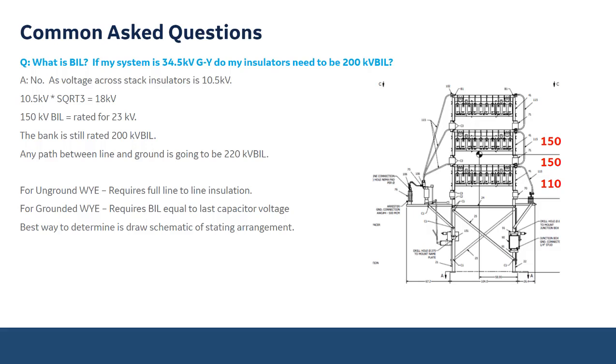In this example here, the base insulators are only rated for 110, but that is still allowable on a grounded Y system, where every insulator doesn't have to be truly rated at 200 kV BIL. An ungrounded Y bank requires the full line-to-line insulation, but a grounded Y requires BIL equal to the last capacitor voltage. The best way to make that calculation is to draw a schematic of the starting arrangement and go through each capacitance.